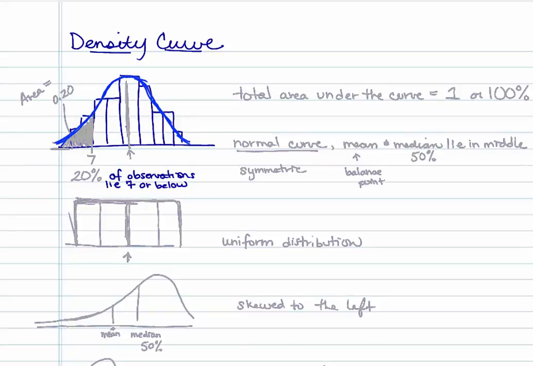And by definition, the total area under the curve equals 1. Or if you find the probability or the entire percentage, you would want to consider it 100%.